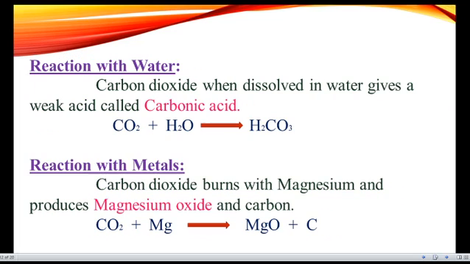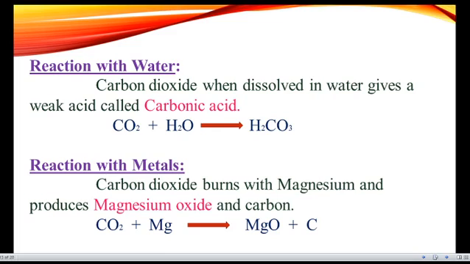Okay. So next, carbon dioxide with water. Carbon dioxide dissolves in water and produces a weak acid, carbonic acid. H2CO3 is called carbonic acid. Carbon dioxide always dissolves in water. They produce a weak acid, carbonic acid.